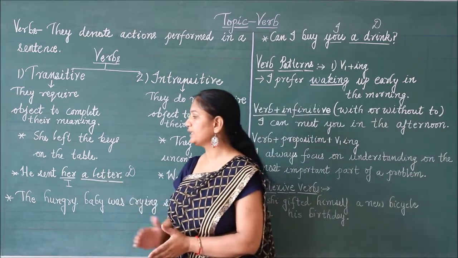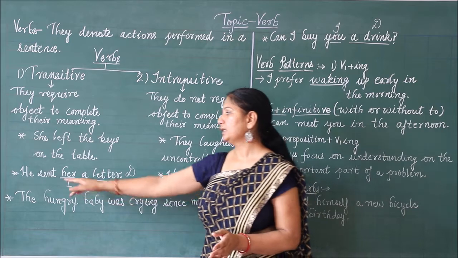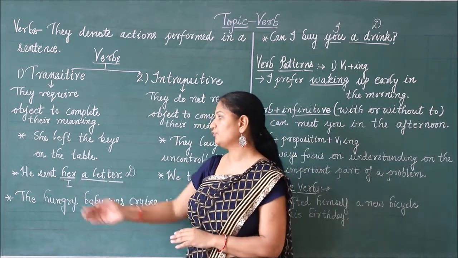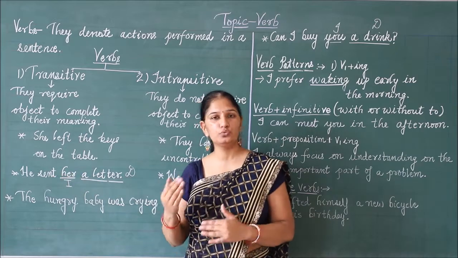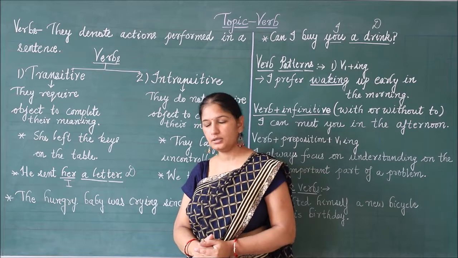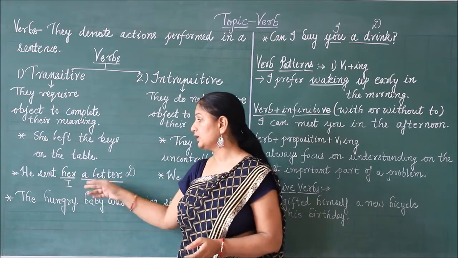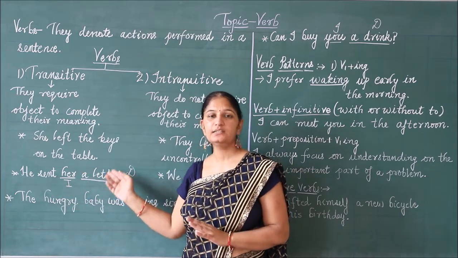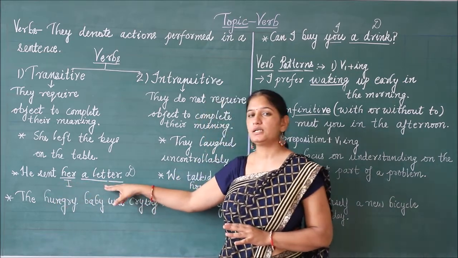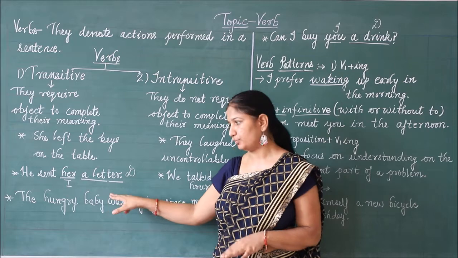Let us see one more example of a transitive verb. He sent her a letter. Now if we ask the question from the verb sent, he sent what? A letter. But one more object is also there in the sentence. He sent the letter to whom? He sent the letter to her. So her becomes the indirect object and a letter becomes the direct object.